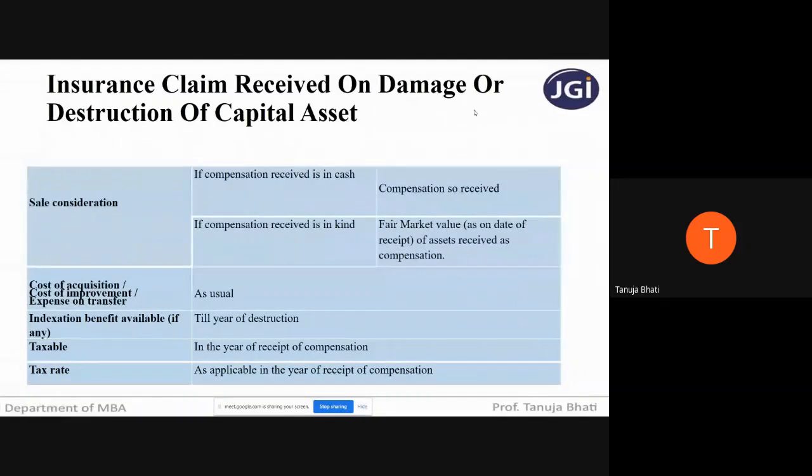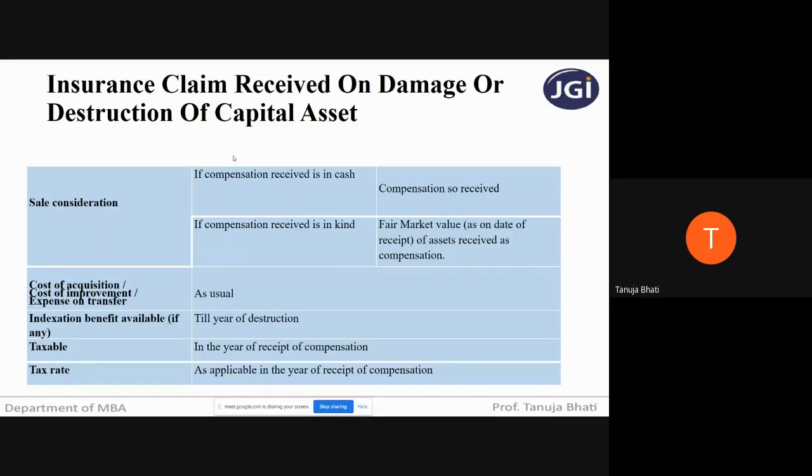So when any insurance claim is received on damage or destruction of a capital asset, suppose I have a capital asset that has been destroyed or damaged, then what is going to be the sales consideration that I have to consider?